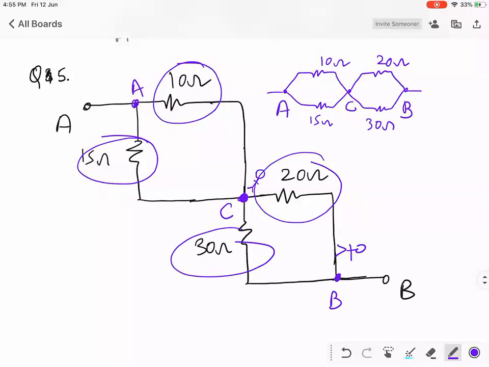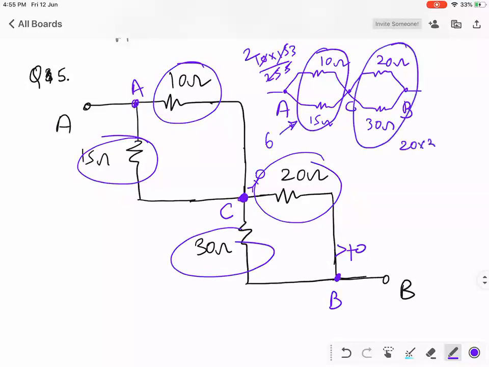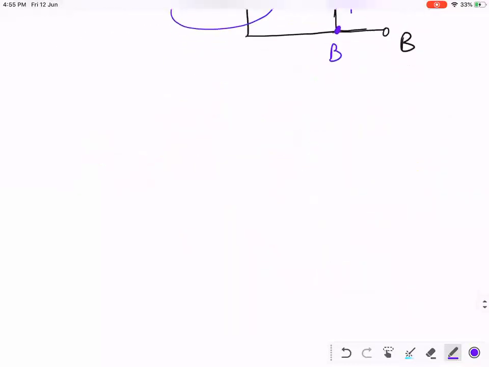10 and 15 are in parallel. So what will you get? 10 into 15 divided by 25. 3, 5, 2, 6. Here we'll get 6. In place of these two, we'll get 6. What will we get here? 20 into 30 divided by 50. 12 ohm. Here we'll get 12 ohm. So our answer will be 18 ohm in this also. Understood? Ready for one more question?